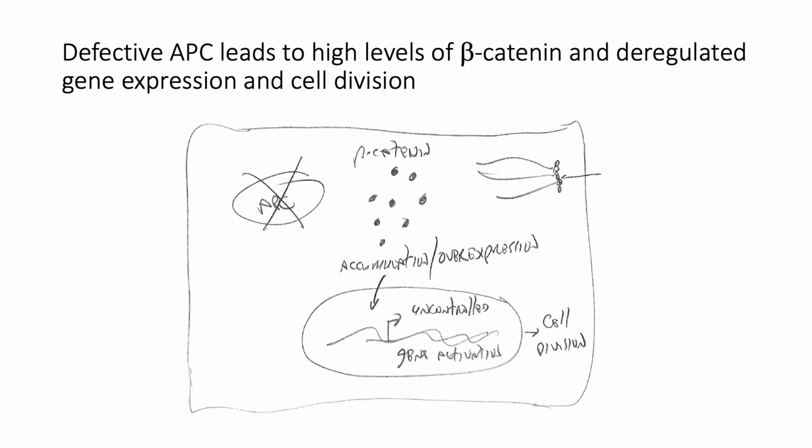So that's basically what's shown here. Defective APC leads to high levels of beta-catenin and the deregulated gene expression, cell division. So here you're showing the APC is not working, the beta-catenin accumulates in the cytoplasm, it's overexpressed, gets into the nucleus, activates gene expression, cell division.